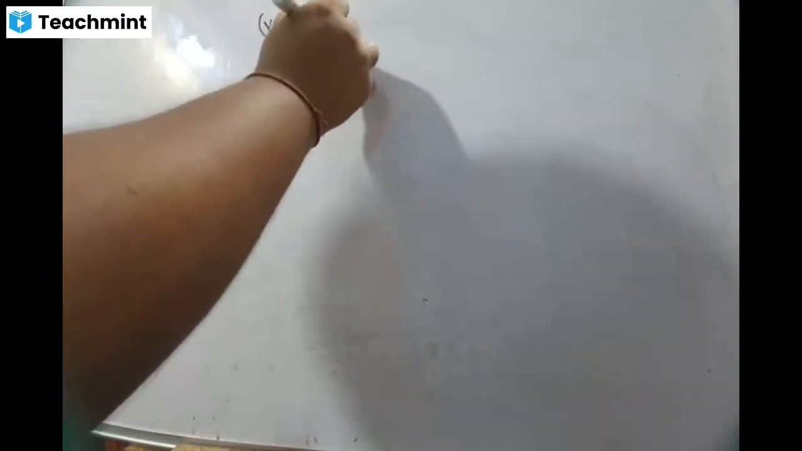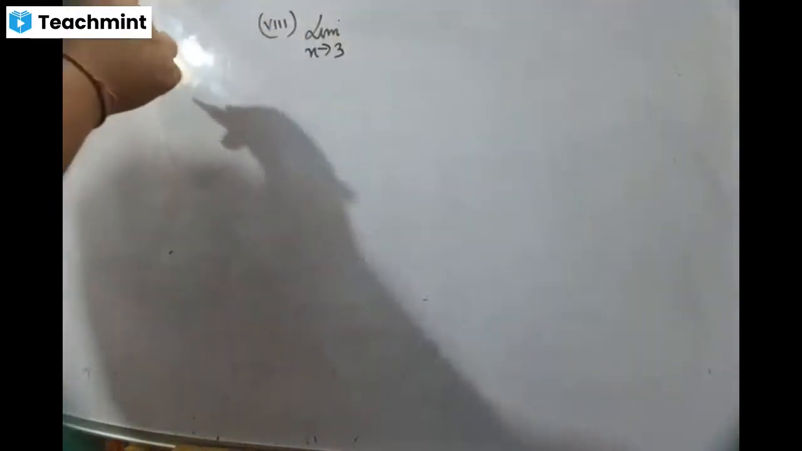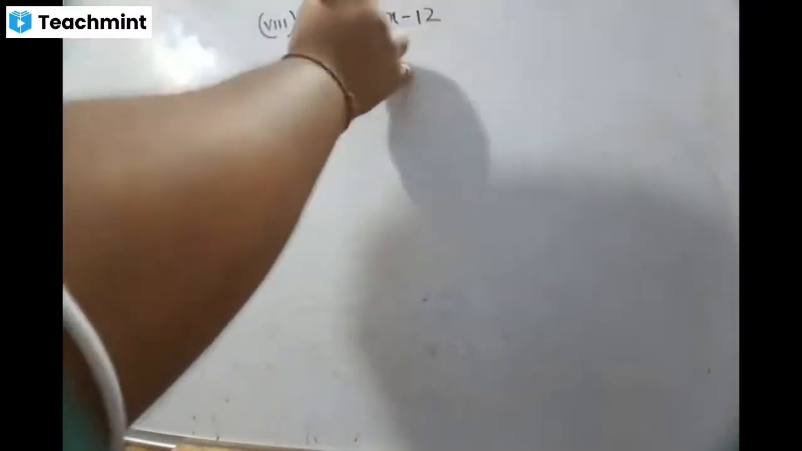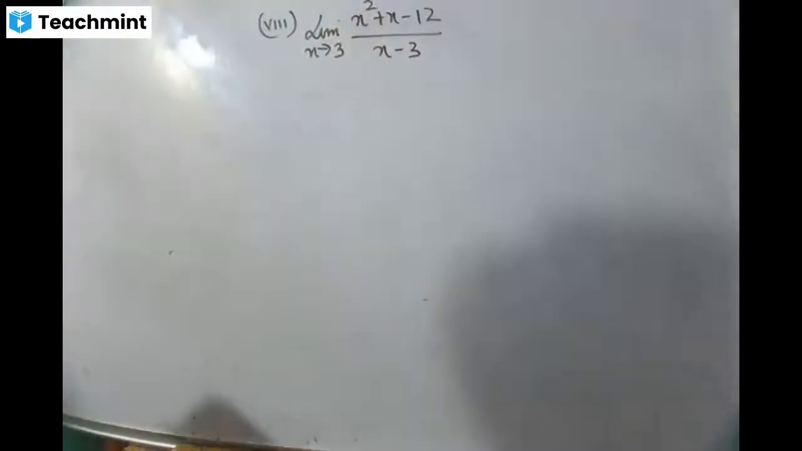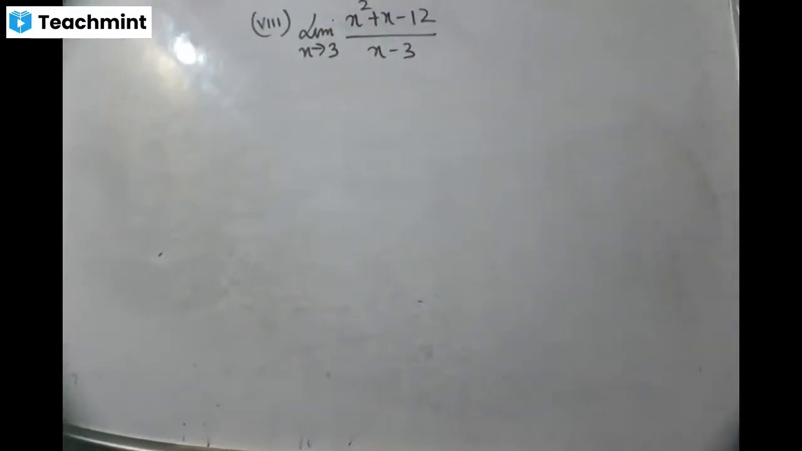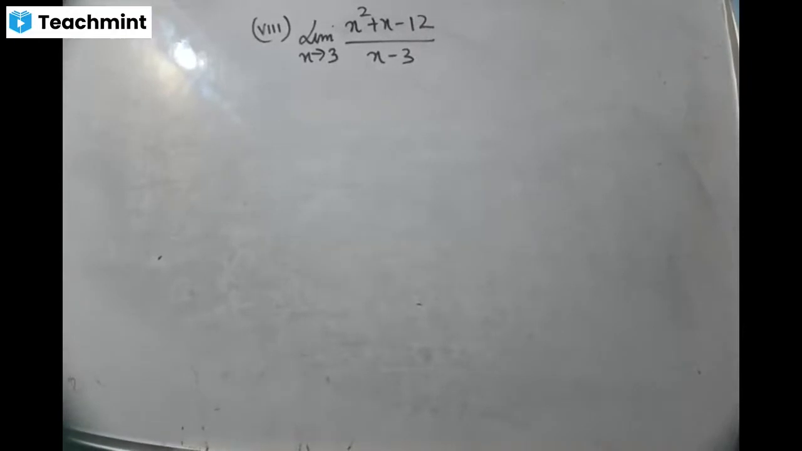Everyone look at the board. This is 5, 6, 7, 8. 6 subdivision 8. The question is, limit x tends to 3, (x square plus x minus 12) divided by (x minus 3). So this is one question which I need to simplify. Okay, come on, help me out.